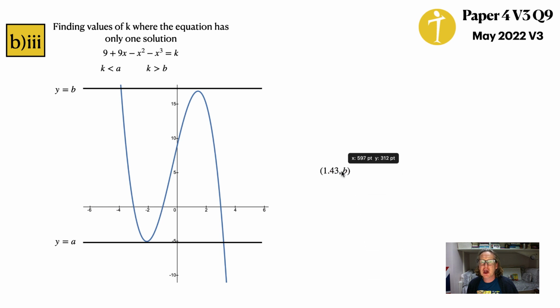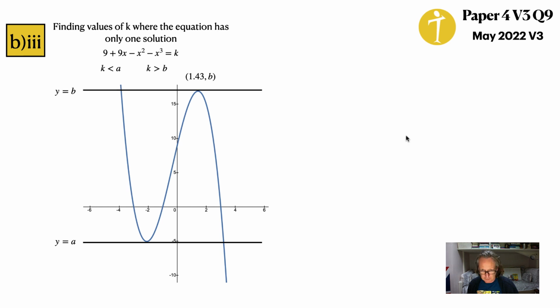Now, because we know that the x value at that turning point is 1.43, we know that the corresponding y value must be generated by this function and must be this limit. So if I'm intersecting with a linear function, a horizontal line, y equals b, as soon as b gets bigger than this point, then I know I'll only have one solution. So that's why b is this limit here. When k is bigger than b, there'll only be one solution.